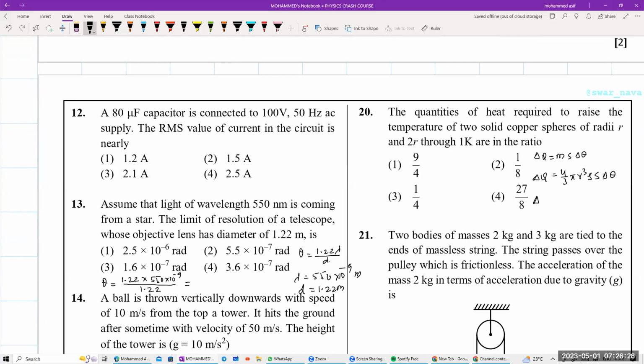And Q1 divided by Q2 will be directly proportional to the cube of the radius, yani r divided by 2r ho gaya na. So this is r by 2r whole cube. It will be equal to 1 by 8. Direct question. Next one, buddy.